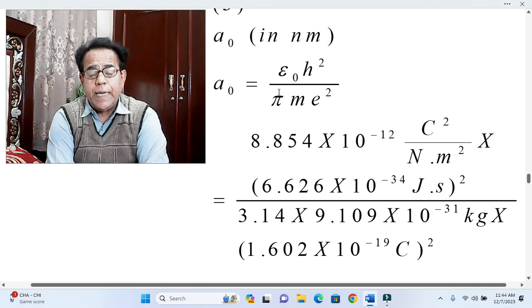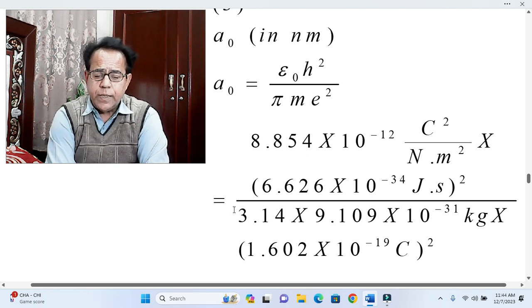Okay, a naught is equal to epsilon naught h square over pi m e raised to the power e square. So this is the value of epsilon naught, and this is the value of h.